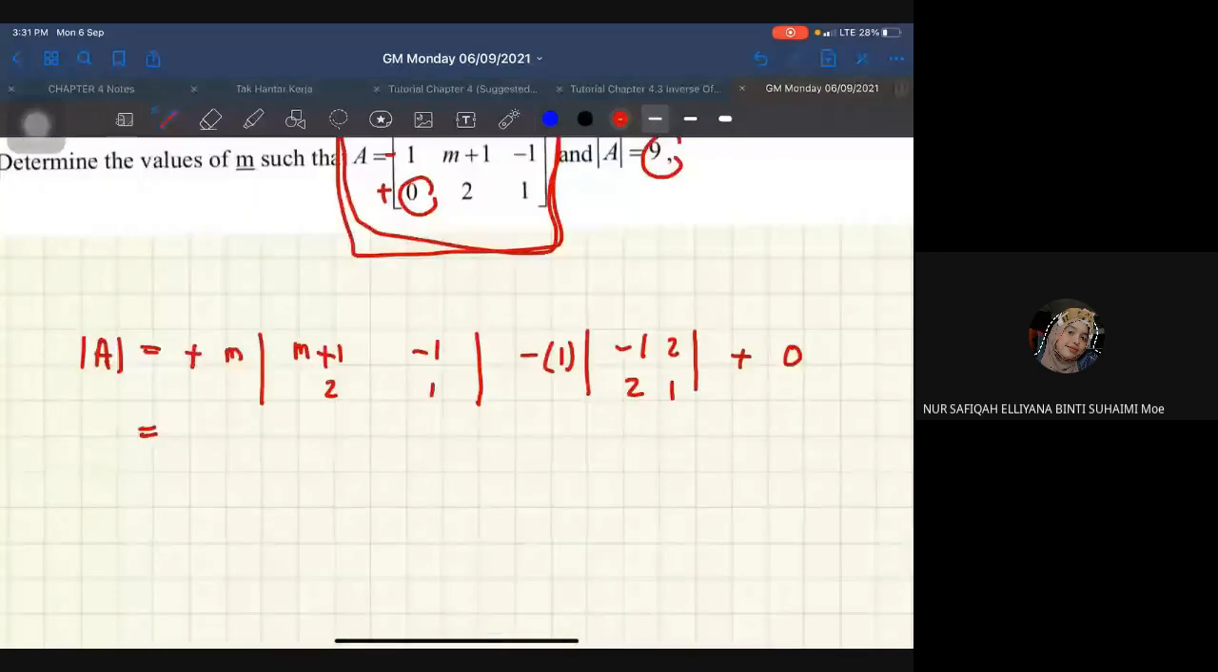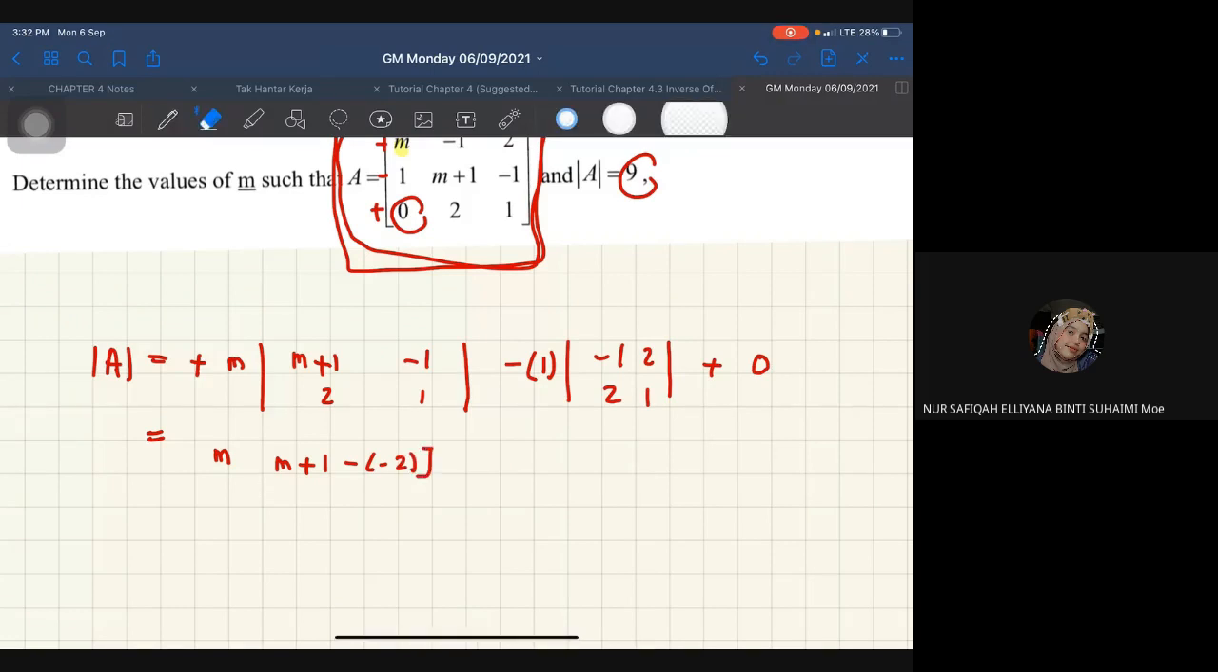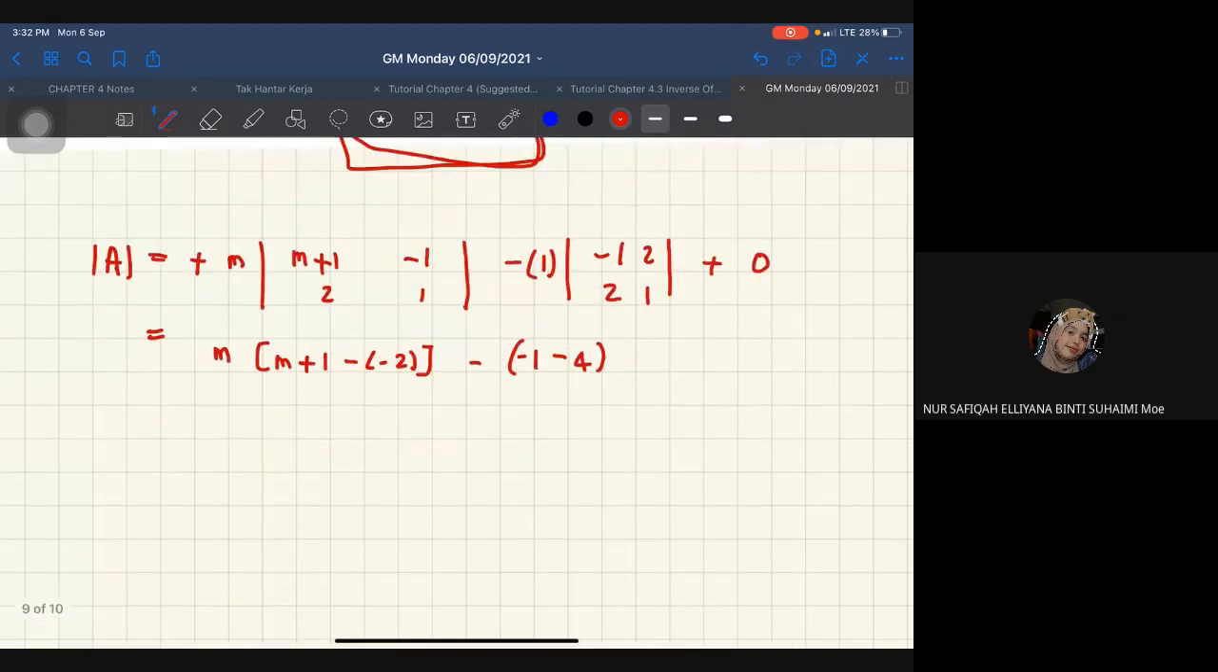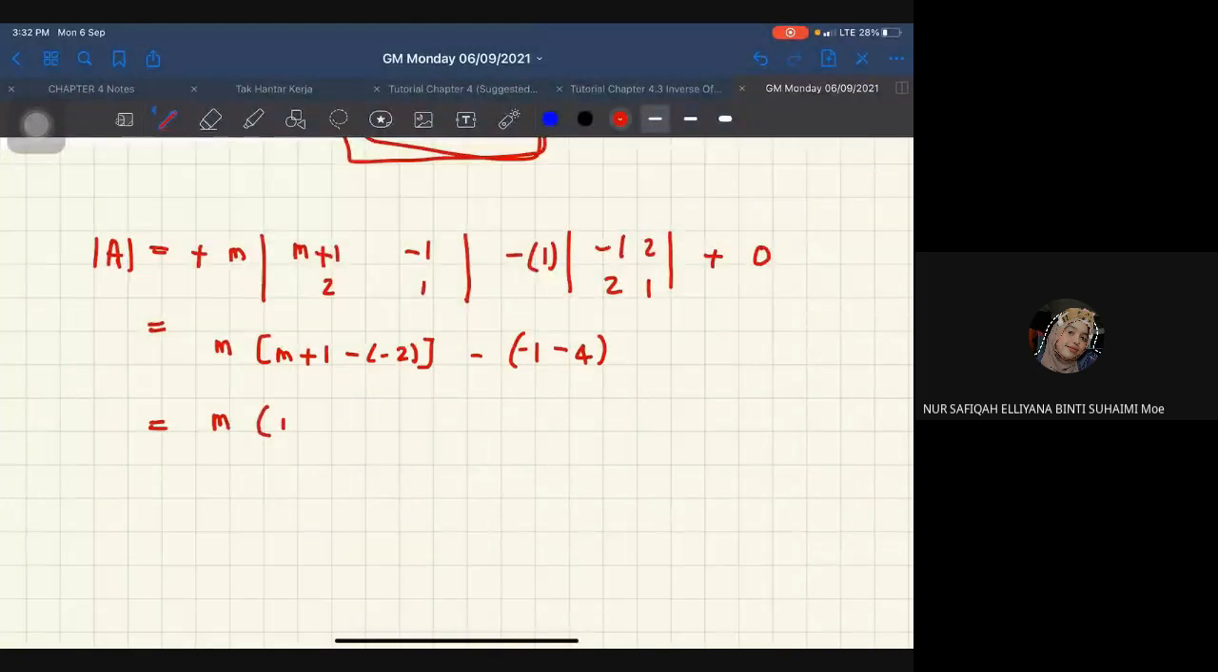So settlekan determinant tu. So you are going to have M plus 1 minus negative 2. This one. Okay, and then just minus kan dengan, so you have negative 1 minus 4 over here. So settlekan, simplifykan dulu. So awak akan ada M tambah 3.